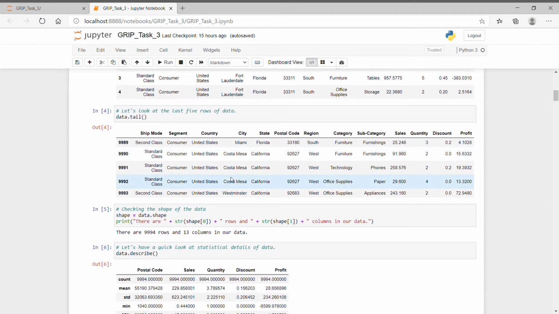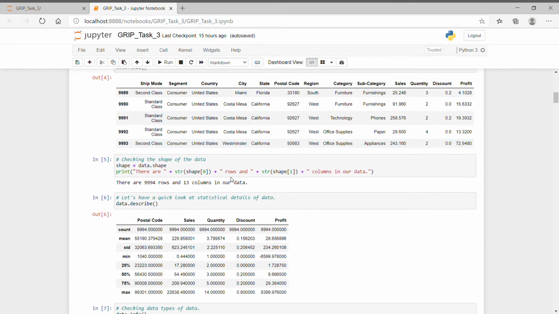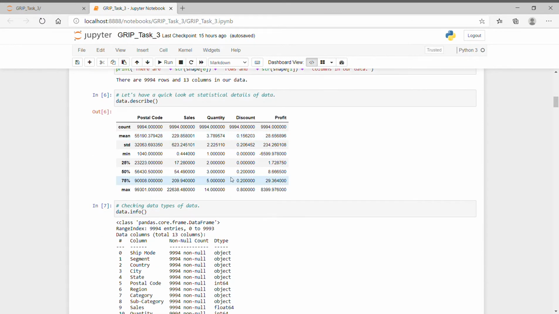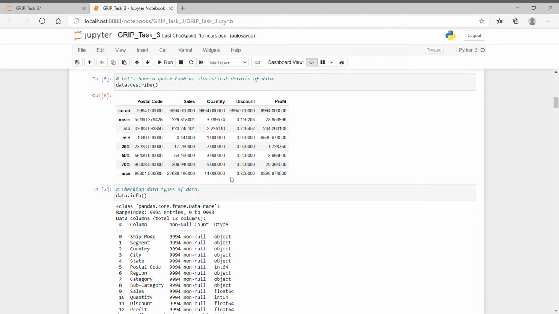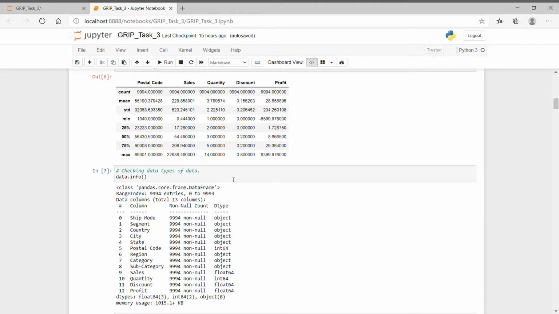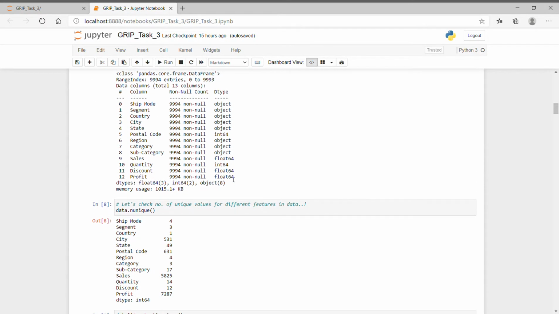The tail shows that there are a total of 9,994 elements, including the zeroth element. So here is the shape of our data, which is 9994, 13. In the quick statistical description of our data, we can see various statistical parameters like standard deviation, mean, minimum values, 25 percentile and 50 percentile and all sorts. And here is the information for our data.